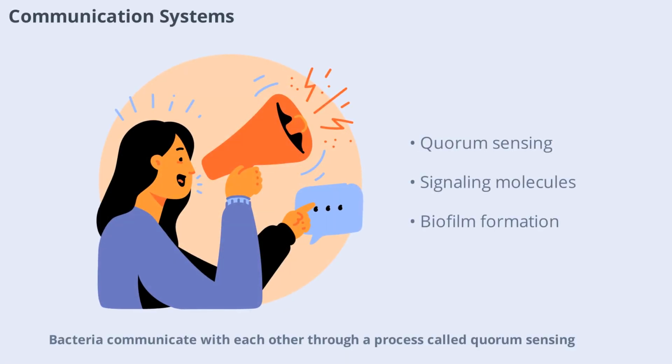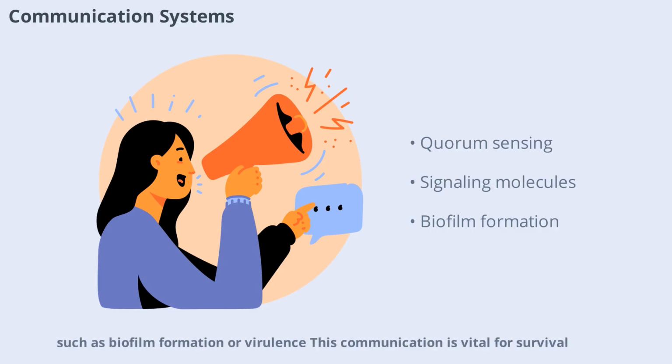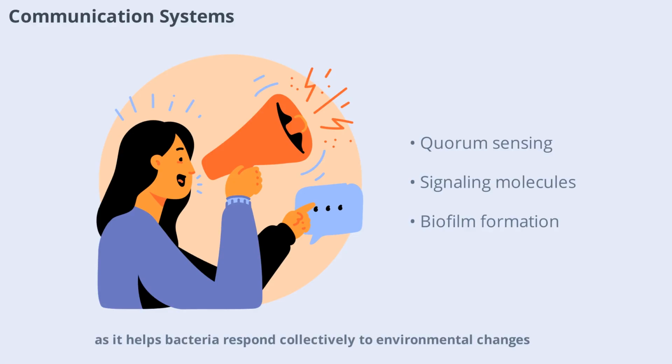Bacteria communicate with each other through a process called quorum sensing. They release signaling molecules that allow them to coordinate behavior, such as biofilm formation or virulence. This communication is vital for survival, as it helps bacteria respond collectively to environmental changes. Understanding bacterial communication opens doors to new treatments and biotechnological applications.